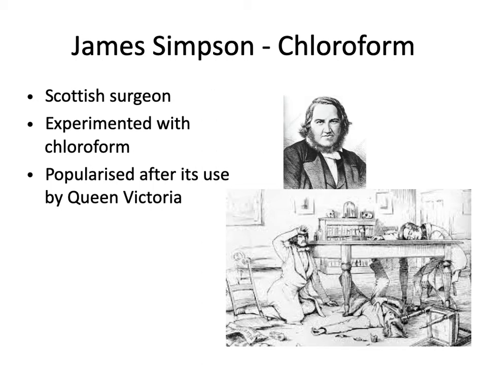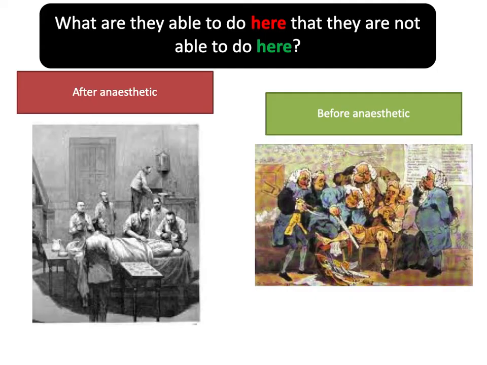So, chloroform was the first really successful, really popular form of anaesthetic, and it started to transform the way surgeries took place. Have a look at these two images. On the left, we've got what a surgery would have looked like in the late 19th century after the discovery of anaesthetics. On the right, we've got an early form before anaesthetic took place. What difference do you think it would make to a surgery if you could knock your patient out?